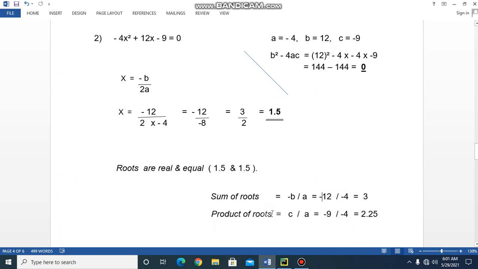And the product of the roots is c by a. C is minus 9 and a is minus 4. So 9 by 4 is 2.25. And if you multiply these roots, 1.5 into 1.5, you will get 2.25.